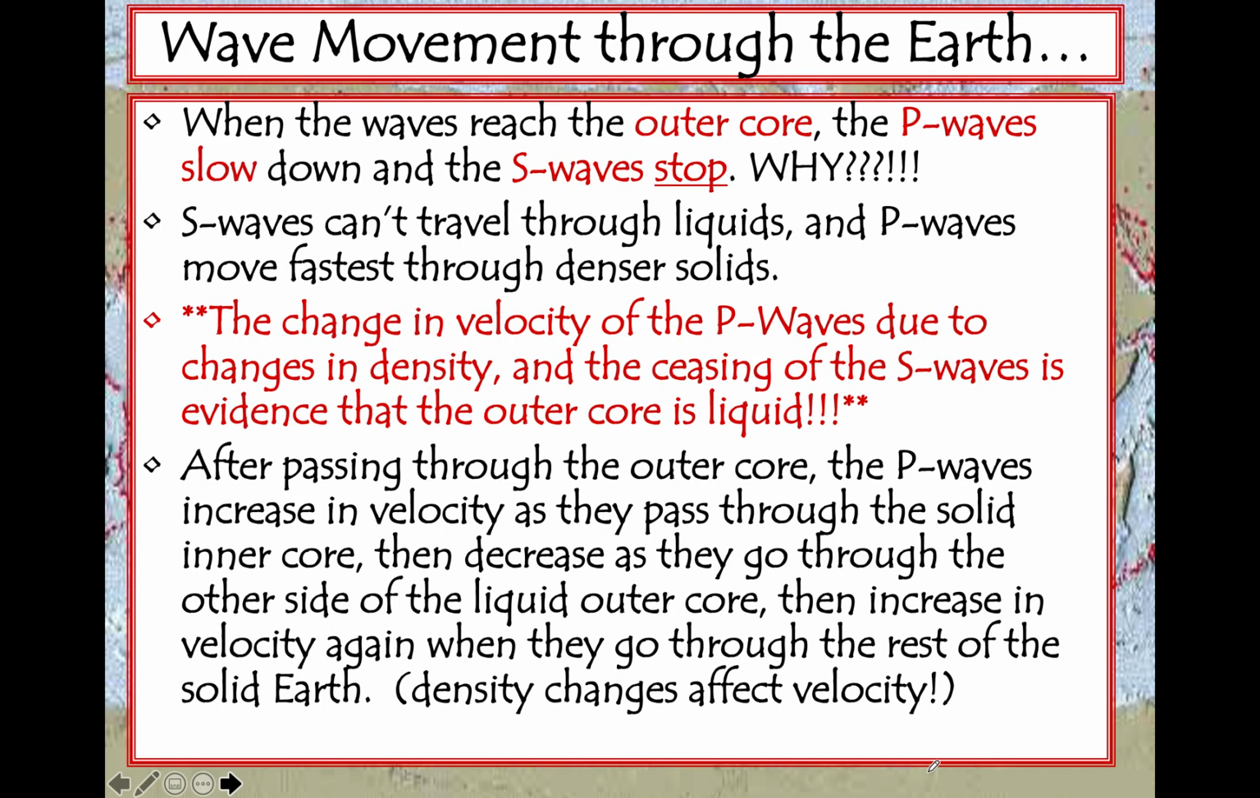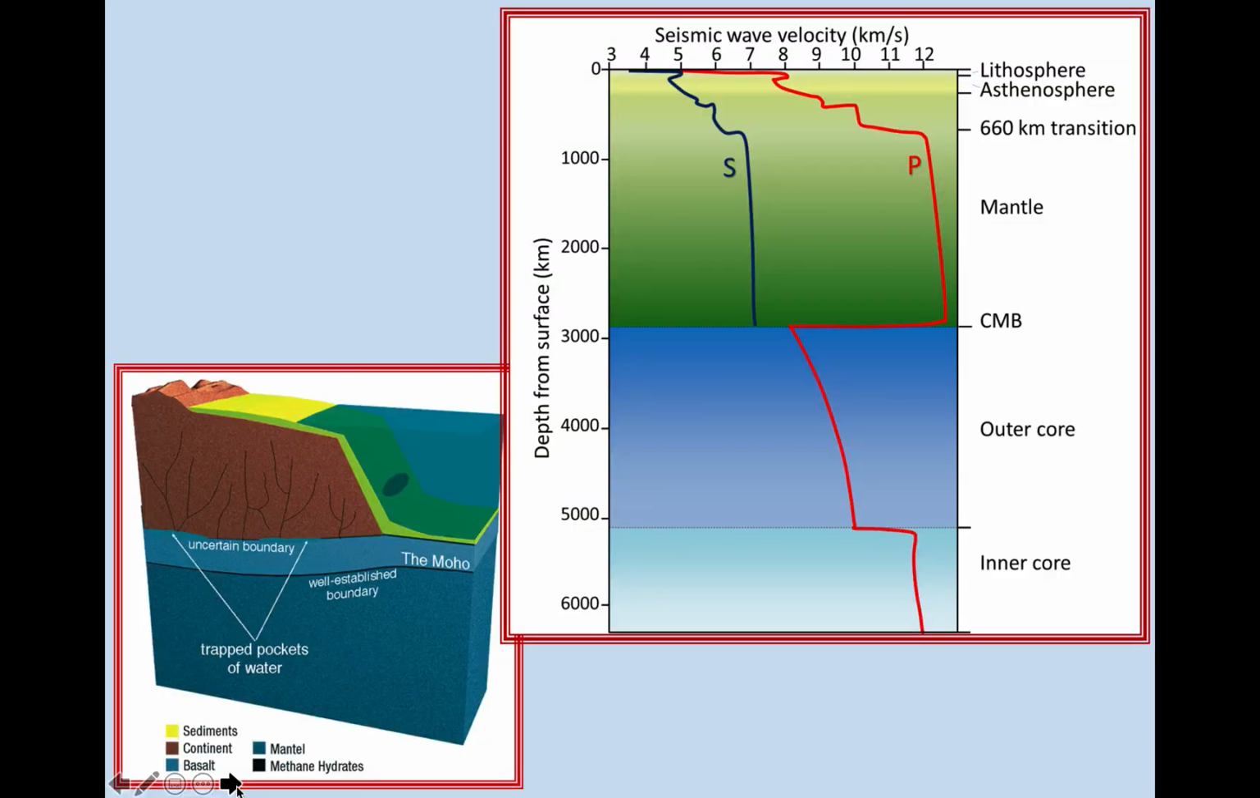All right, let's go back to the PowerPoint because I want you to do something right now as an activity. These are all pictures. This shows you the MOHO discontinuity. There's the MOHO right there. This shows you the varying speeds of waves as they travel through the Earth. CMB, by the way, stands for core, mantle, boundary.